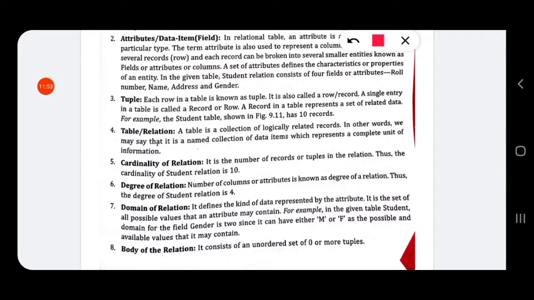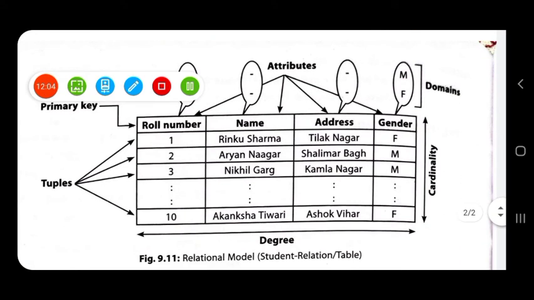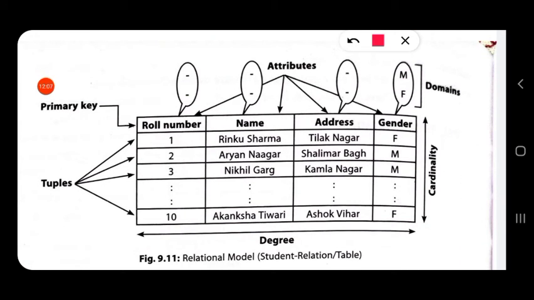Then next one is degree of a relation. The number of columns or attributes is known as the degree of a relation. In this table you can see 1, 2, 3, 4. These are the columns. So degree is the number of columns. Degree is 4, and cardinality means the number of rows.